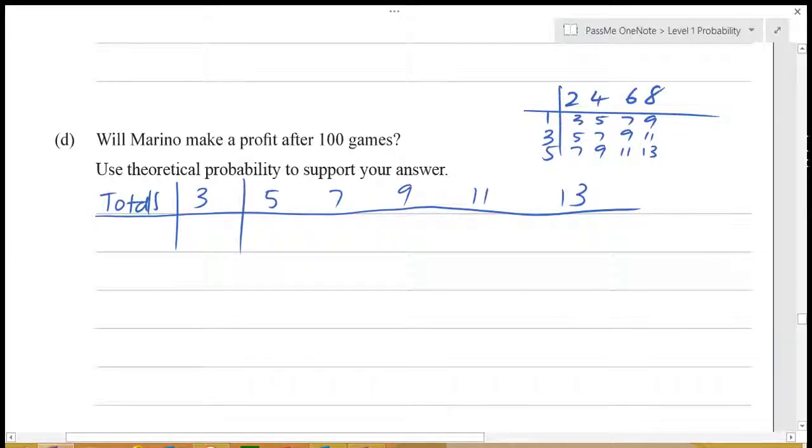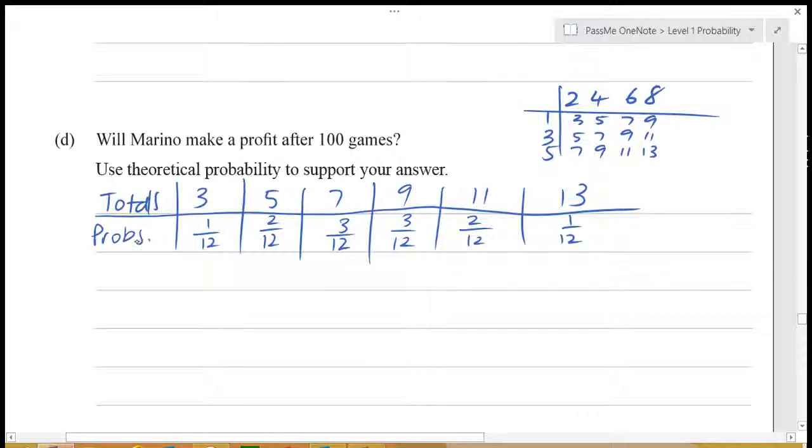Alright, the number of 3's that we have is 1 out of a total of 12. Number of 5's we have is 2 out of 12. Number of 7's that we have is 9 out of 12. Sorry, that's 3 out of 12. Number of 9's we have is 3 out of 12. Number of 11's we have is 2 out of 12. And the number of 13's is 1 out of 12. So those are our probabilities.